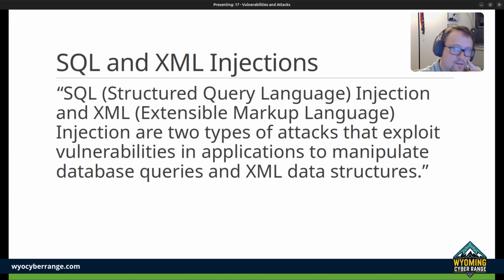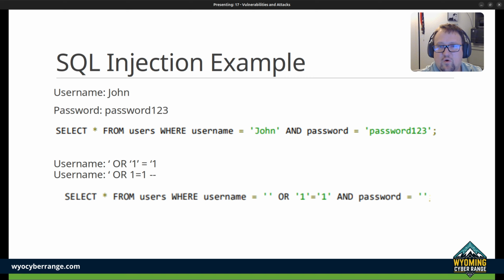Now, we're moving up to the application layer itself. Let's talk about two of the most famous and dangerous types of injection attacks. Let's talk about SQL and XML injections. Now, these two types of attacks can exploit vulnerabilities within the applications. They can help manipulate database queries and look at things like XML data structures.